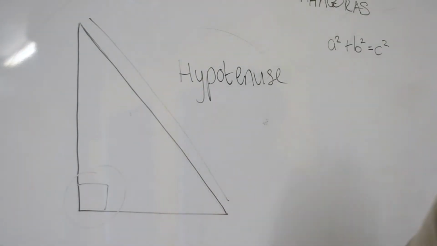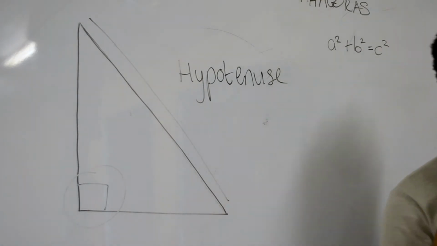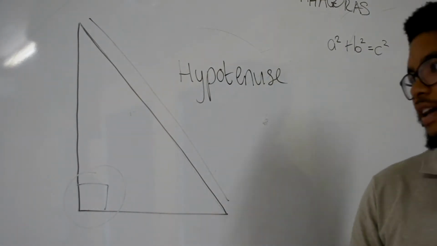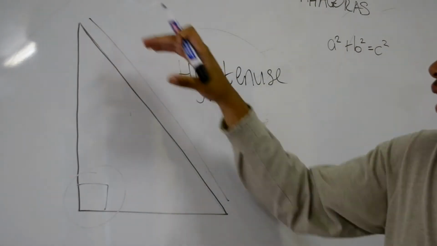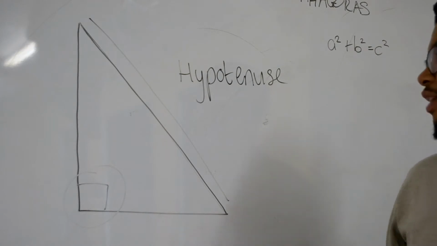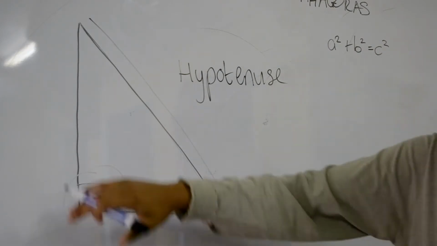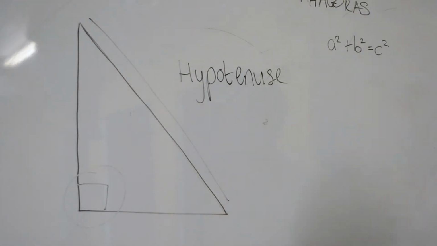Okay, now the theorem of Pythagoras is a formula used to figure out one of the sides or lengths of a right angle triangle if the other two are known. So for example, if we had this side over here and this side, we'd use our theorem of Pythagoras to figure out our unknown side over there.